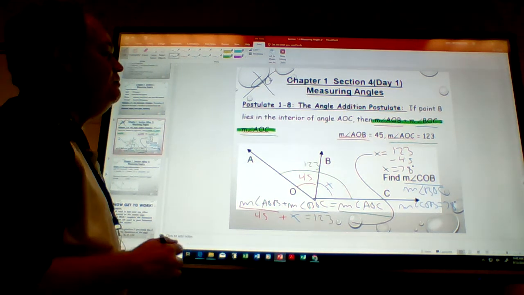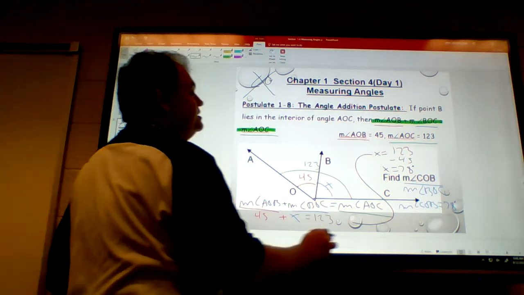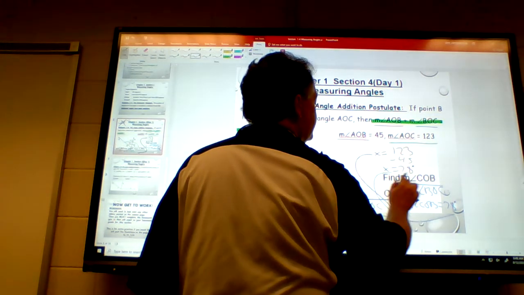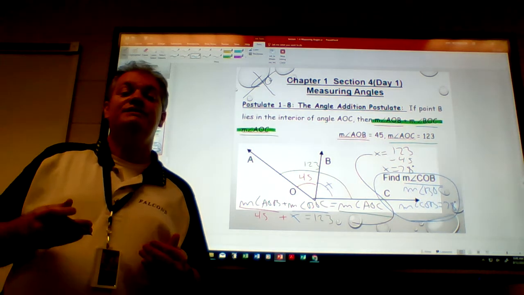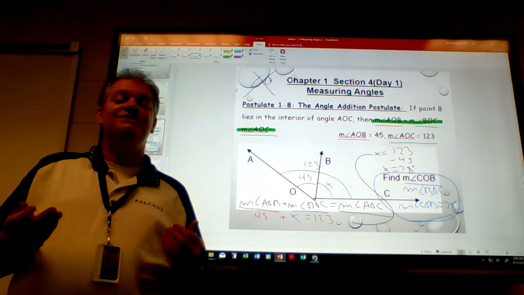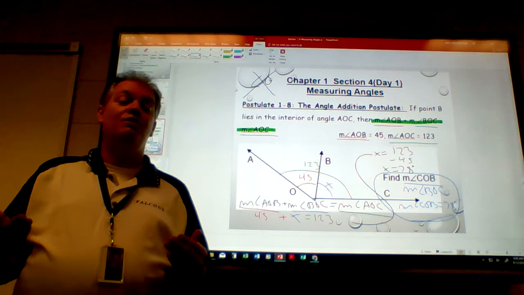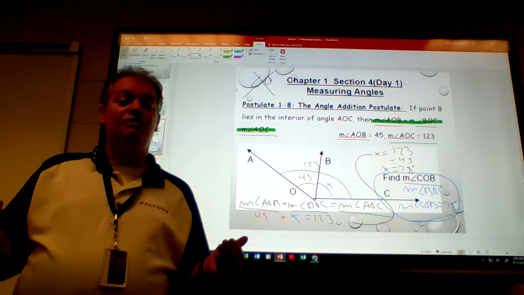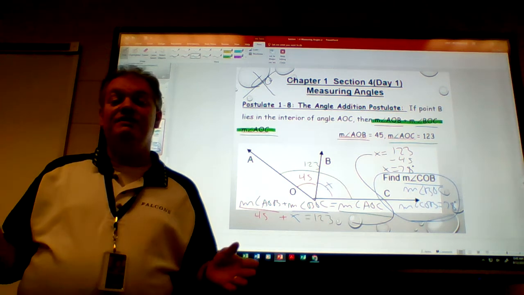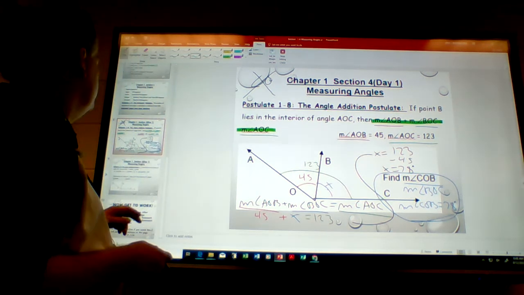All right, but anyway, long story short, the measure of angle BOC, COB, is 78 degrees. And don't forget the degree symbol. Now, if you're typing it on Canvas, don't worry about that. But if you were typing on a homework paper, I would say yes. So just as far as homework quizzes, just give me the numbers. Don't worry about the units, just give me the numbers. All right.